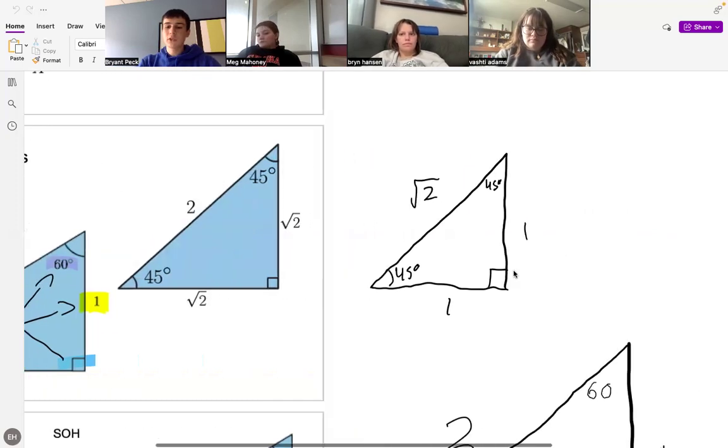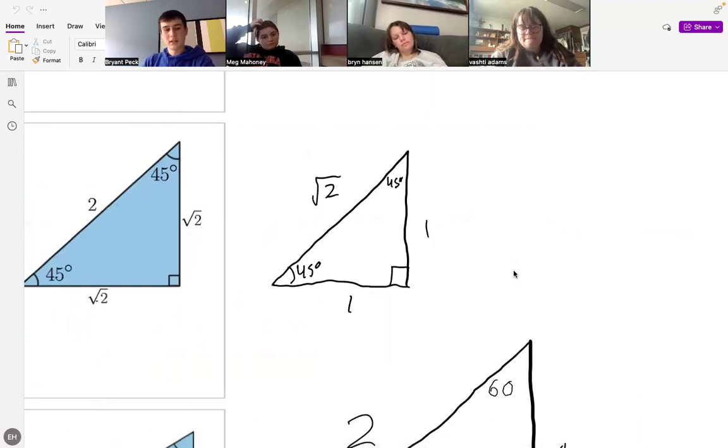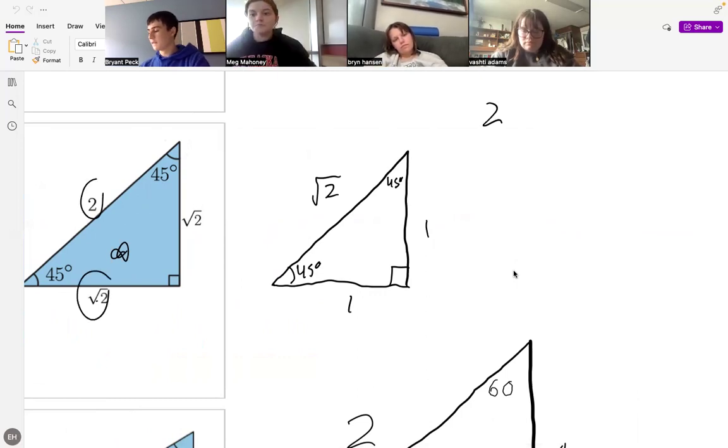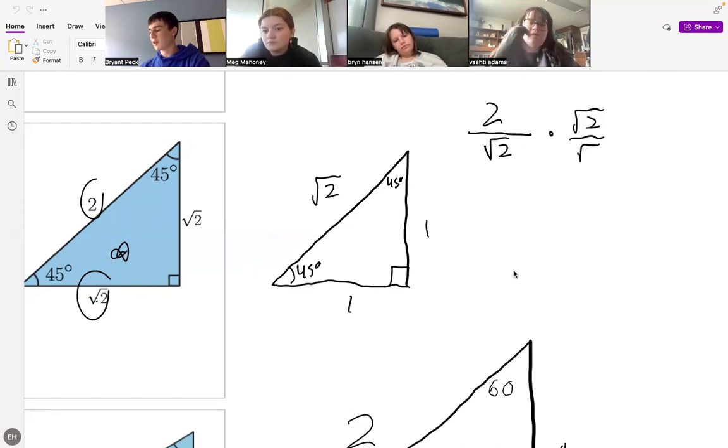And just to show that they are the same thing, we can take each side on this triangle here and divide it by the square root of 2. So if we take our 2 and our square root of 2, let's try to prove that. So 2 divided by square root of 2. Now I'm just going to do a little bit of algebra. I'm going to multiply by 1 in a fancy way. And square root of 2 times square root of 2 equals 2. So that'll be in the denominator. And this is 2 square root of 2.